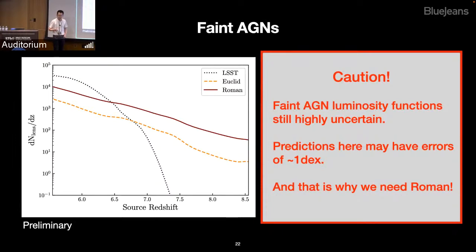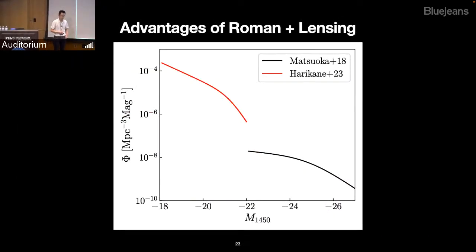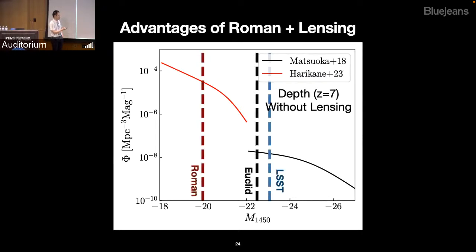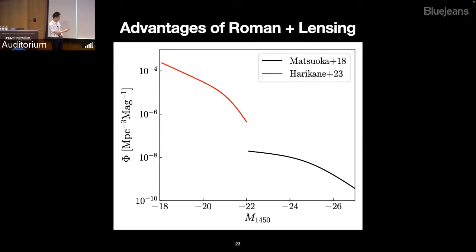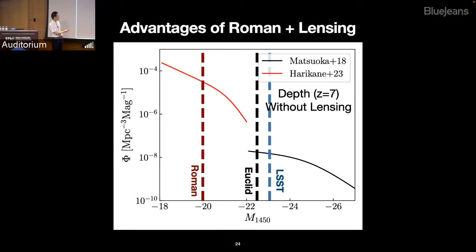All right, I hope I have convinced you that Roman has great potential to find these lens quasars and AGNs. And I want to spend a few more words on the unique advantage of Roman plus lensing. So let's come back to this luminosity function again. If I mark the survey depths on this figure for redshift 7-ish quasars, this is what they look like, and this is without lensing magnification. And if I add a typical lensing magnification of 4, this is what their depths look like. And let me go back and forth, just to have another look.